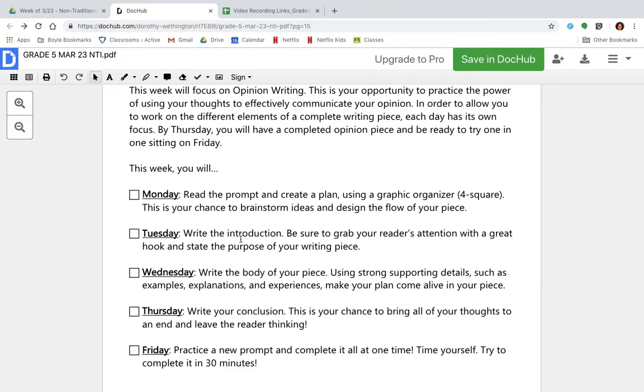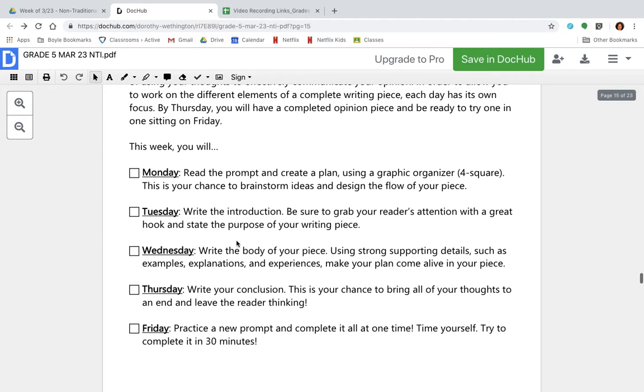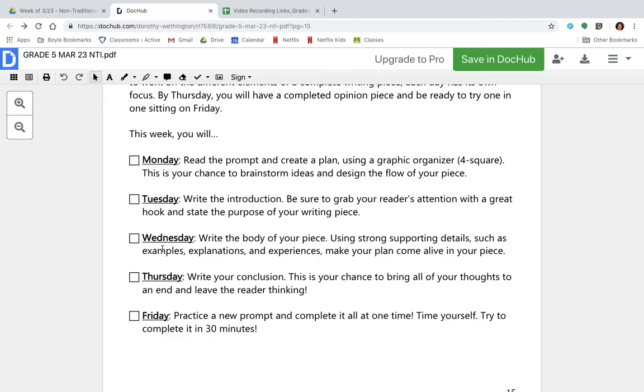Tuesday, write the introduction. Be sure to grab your reader's attention with a great hook and state the purpose of your writing piece. Wednesday, write the body of your piece using strong supporting details such as examples, explanations, and experiences. Make your plan come alive in your piece.